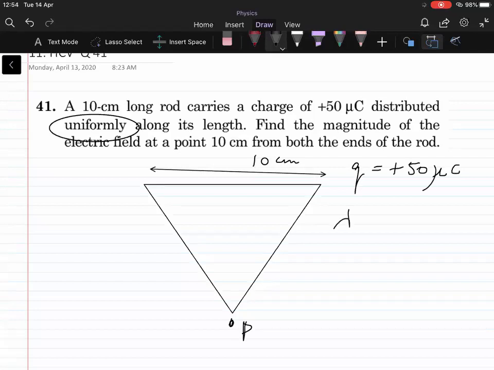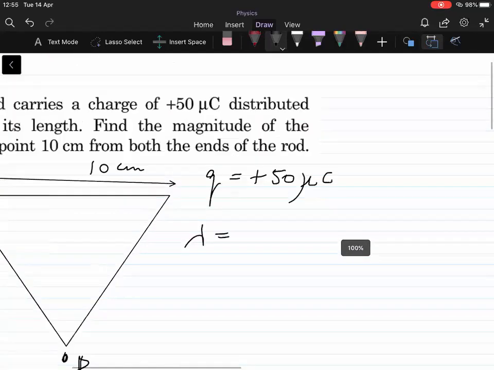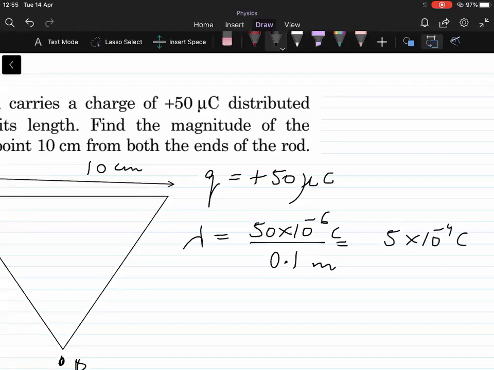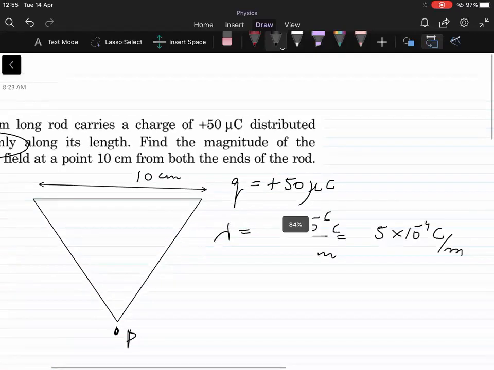Okay, and it is given that this charge is uniformly distributed. That means it will have a defined value of lambda. What will that value be? That value will be 50 into 10 to the power minus 6, that is 50 microcoulomb, and the length is 10 centimeter, which is 0.1 meter. So your result will be 5 into 10 to the power minus 4 coulomb per meter. Okay, so this is the first thing that you need to calculate: what is the value of lambda?